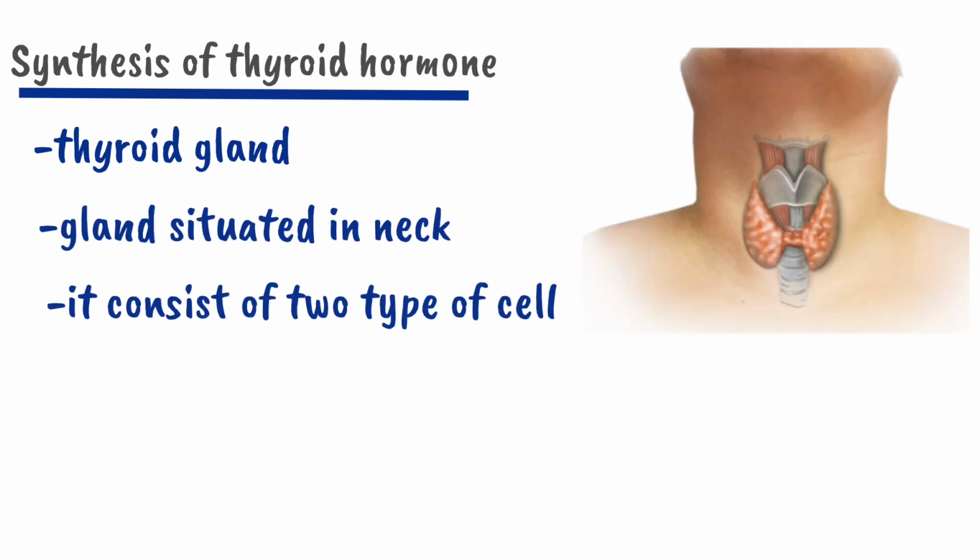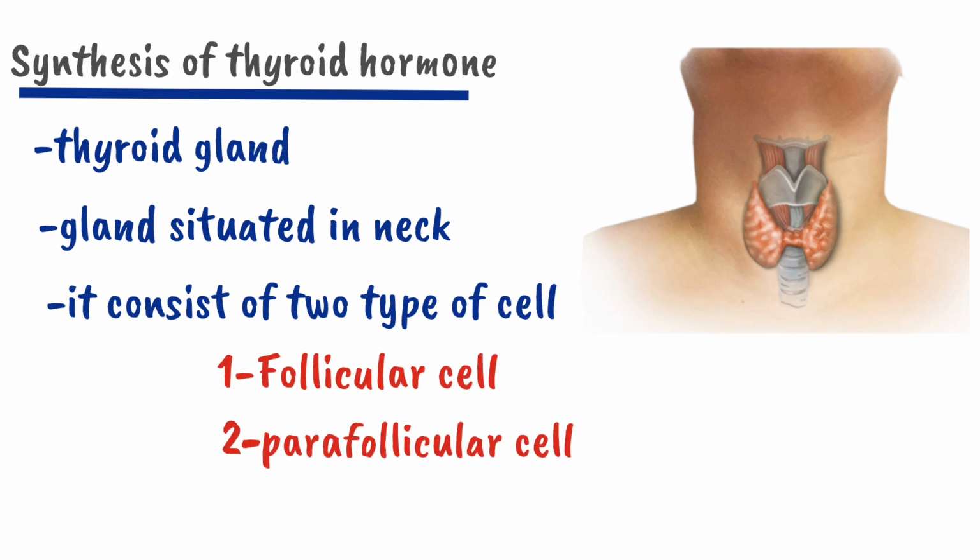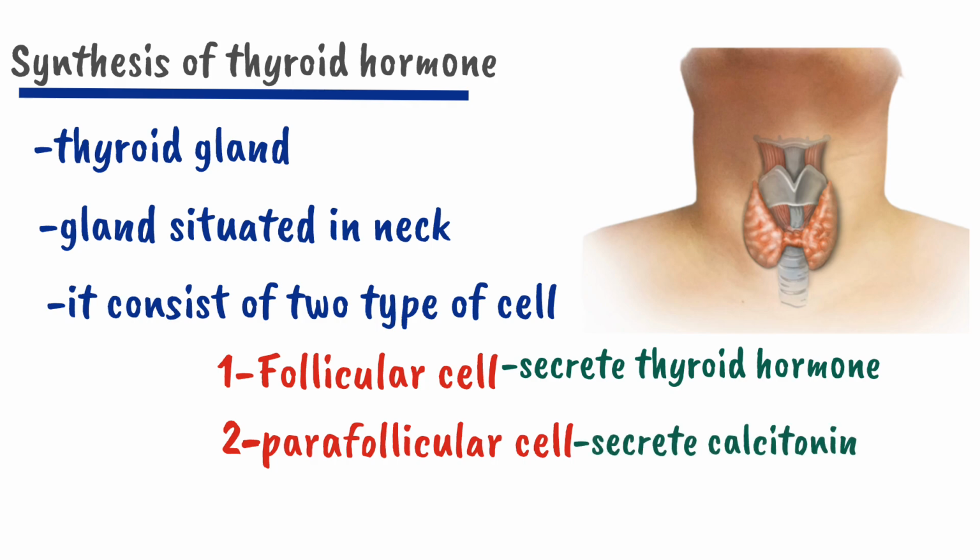It consists of primarily two types of secreting cells. The first one is the follicle or the acinus, and the second one is the parafollicular cell. The follicle or acinus secretes the thyroid hormones T3 and T4, while the parafollicular cells secrete calcitonin.